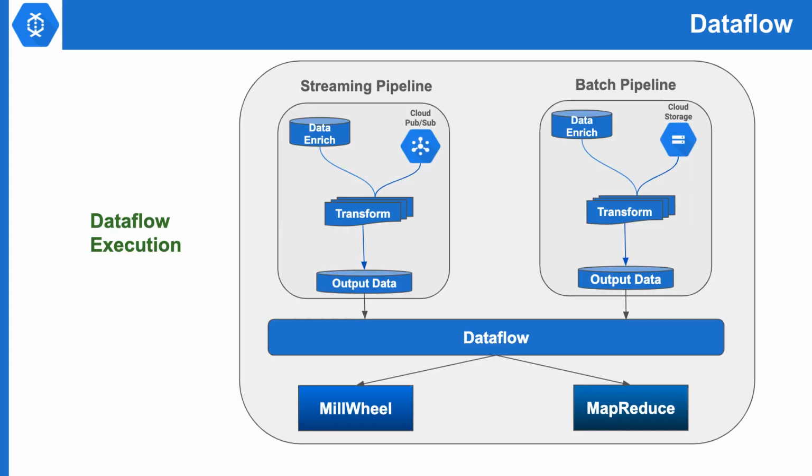Now we will see how Dataflow internally works when we run the same pipeline in batch and streaming mode. If we run the Dataflow pipeline as a batch process, it will be transformed into a MapReduce program and will be executed on the MapReduce framework. While if you run the streaming pipeline, it will be executed on the MillWheel stream processing engine. Dataflow handles this switching internally and we don't need to put in any additional effort.